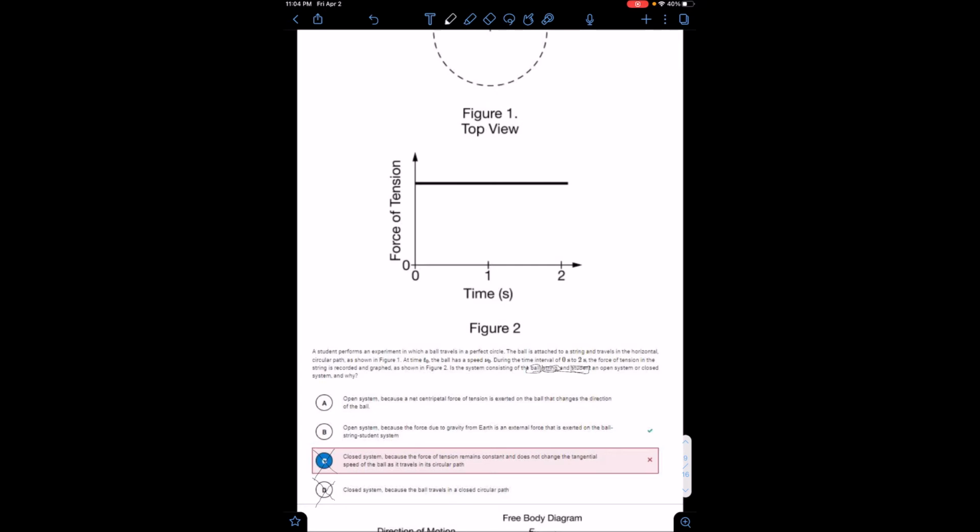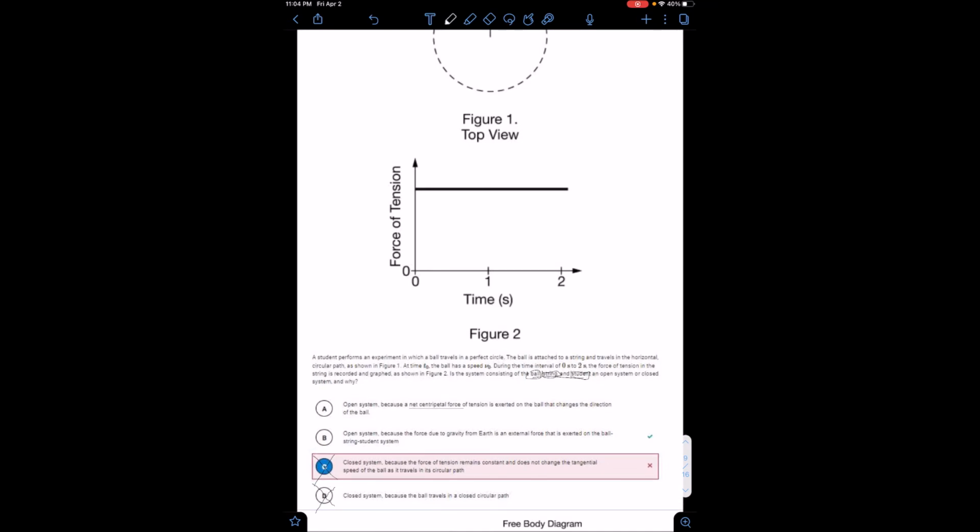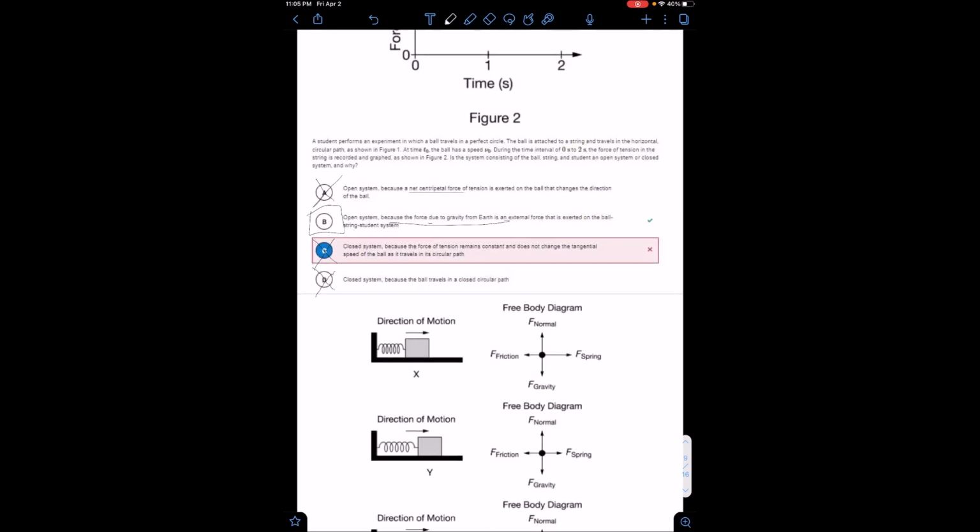Now it's between these two answers. Open system, because a net centripetal force of tension is exerted on the ball that changes the direction of the ball. Or open, because the force due to gravity from Earth is an external force that is exerted on the ball-string system. So in this problem, the centripetal force is between the string and the ball. And so in the answer choice terms, let me clear that out for you, it's an internal force. Since it's an internal force, that does not justify it being an open system. So it would be B, because it does make mention of gravity from Earth.